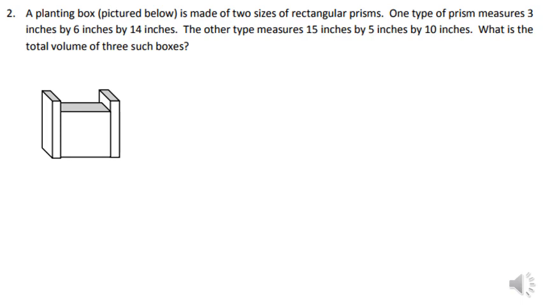A planting box pictured below is made of 2 sizes of rectangular prisms. One type of prism measures 3 inches by 6 inches by 14 inches. The other type measures 15 inches by 5 inches by 10 inches. What is the total volume of 3 such boxes? Well, measure 3.